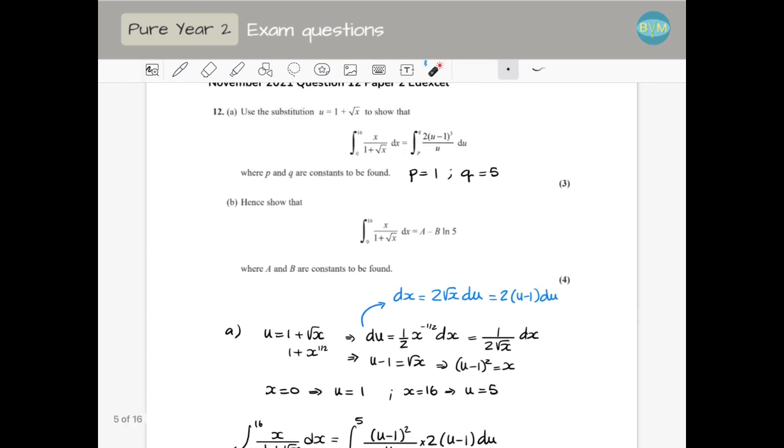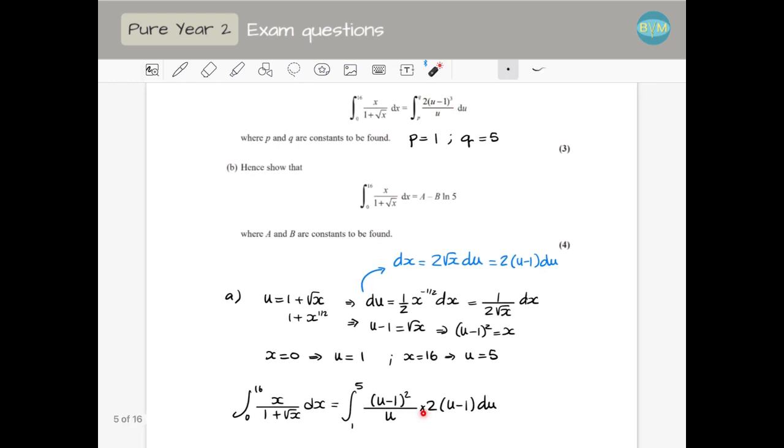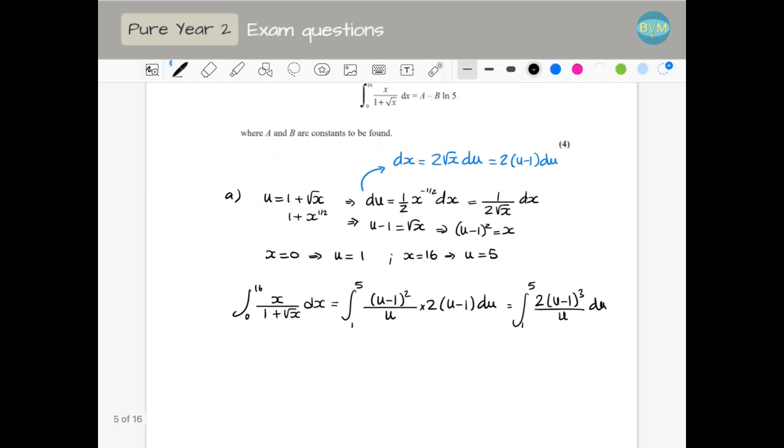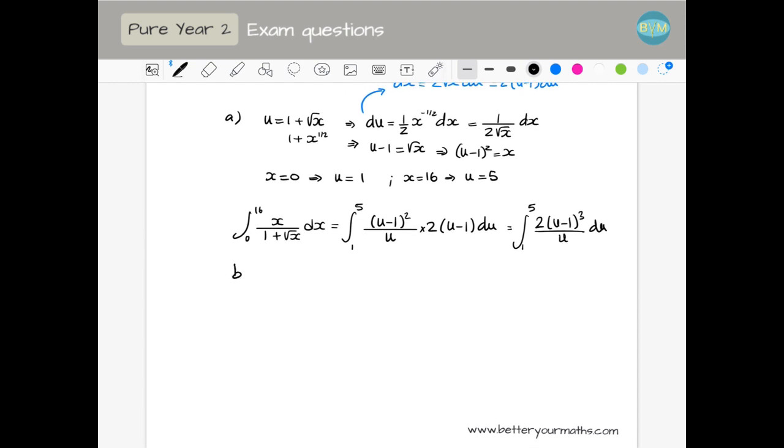And now we have what we need. So we have 2, this one cubed, divided by u du. So this is integral between 1 and 5, 2 u minus 1 cubed, divided by u du. That's the first part. Then hence, show that their answer to this integral is a constant minus a constant ln5. And they don't give us information about the constant. They don't say they are rational numbers or anything. So let's go and integrate that.